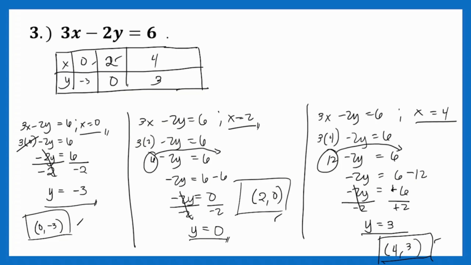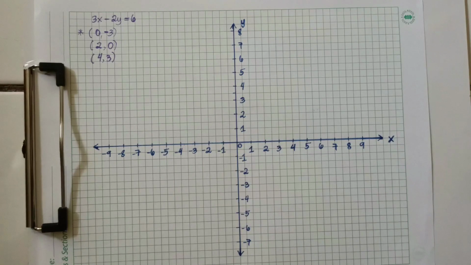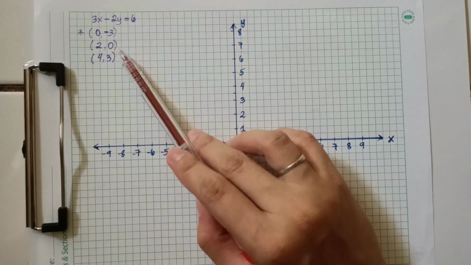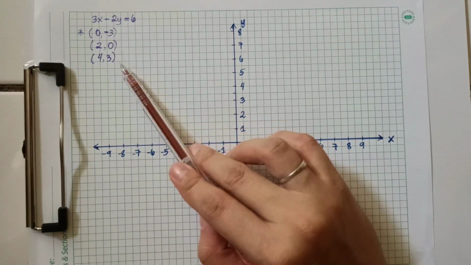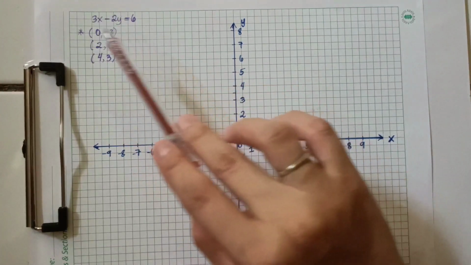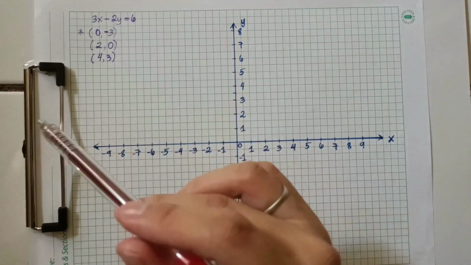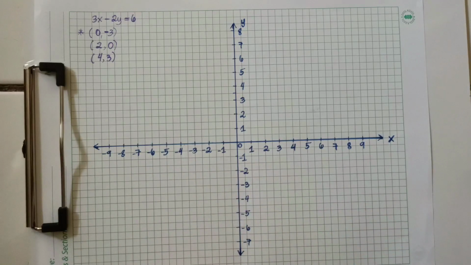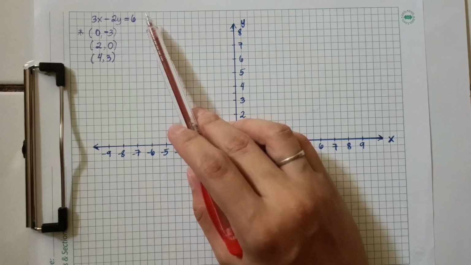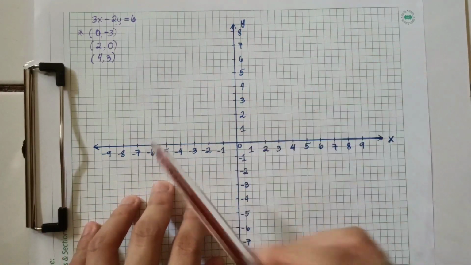etong equation na ito. Alright, so let's graph naman yung example number 3. So, a while ago, nag-solve tayo using the table of values and lumabas yung 0, negative 3, 2, 0, 4, 3. So, hanapin lang natin yan, yung tatlong points. Tapos, connect mo yung tatlo. Then, don't forget to label the points. Tapos, name also the line using our equation. Okay, gawin natin. So, let's work this out.